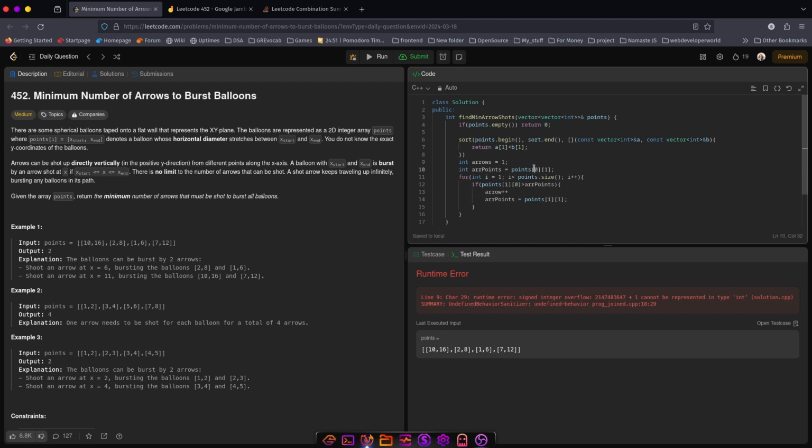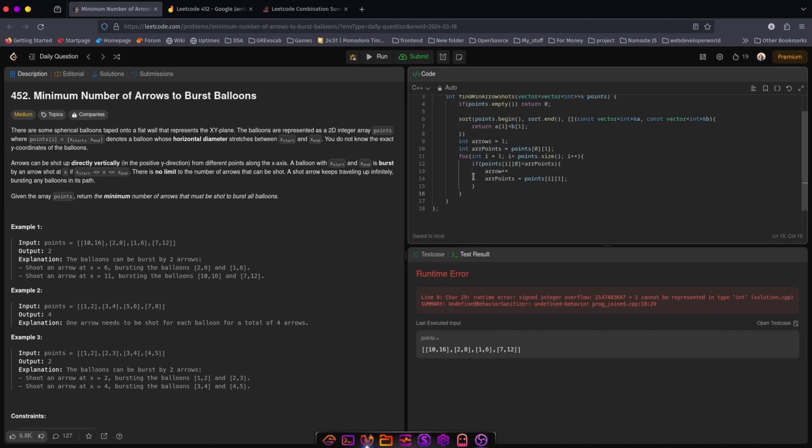Zero is done here, then I will get i as 1, then i as 2, then i as 3, something like that. It will iterate through it. Then I will return my number of arrows.